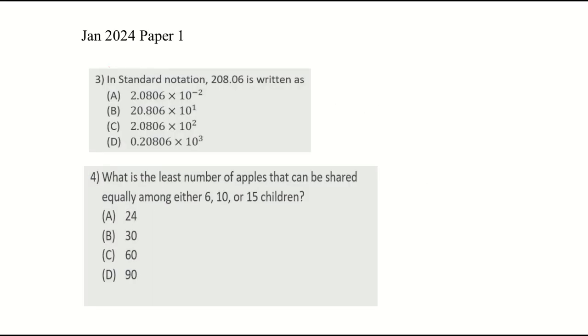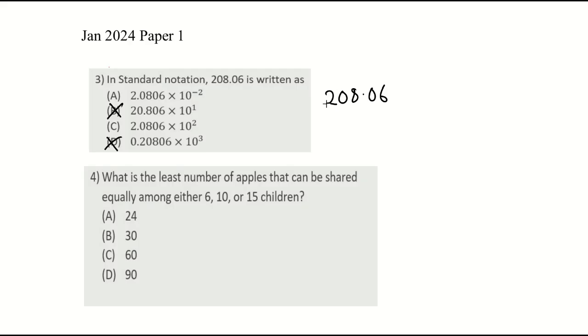Alright, number 3, write 208.06 in standard notation, or scientific notation, which means standard form, right? So in standard form, we want 1 digit in front of your decimal point. So it cannot be this and it cannot be this. Through a process of elimination, we're looking for something that only has 1 digit in front of your decimal.